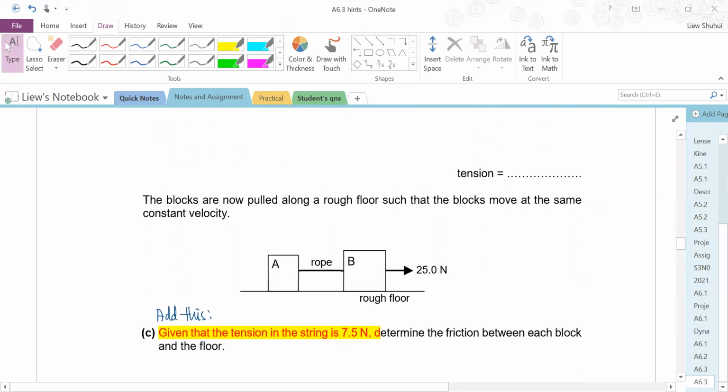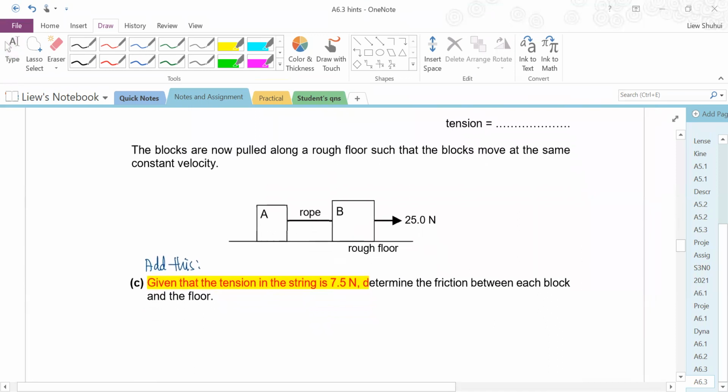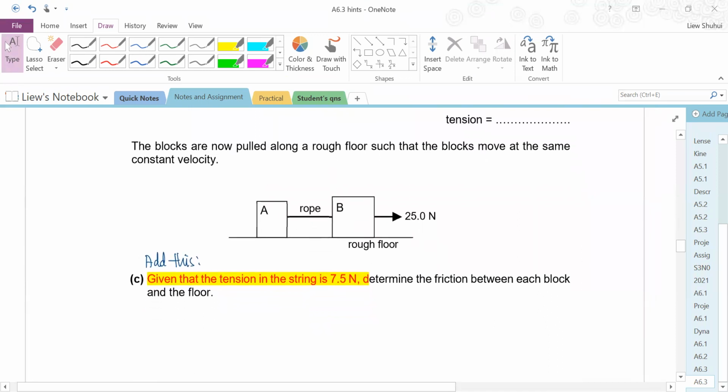Next part, the blocks are now pulled along a rough floor such that the blocks move at the same constant velocity. Very important, constant velocity. Now, if velocity is constant, that means acceleration equals 0. Acceleration is 0 meters per second squared, which means that on each of the boxes, the forces are balanced. F net equals 0.